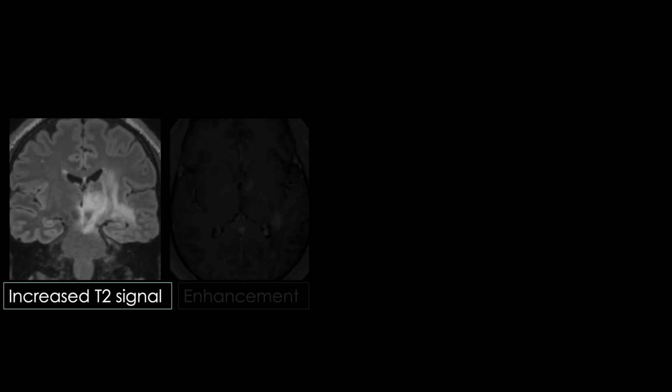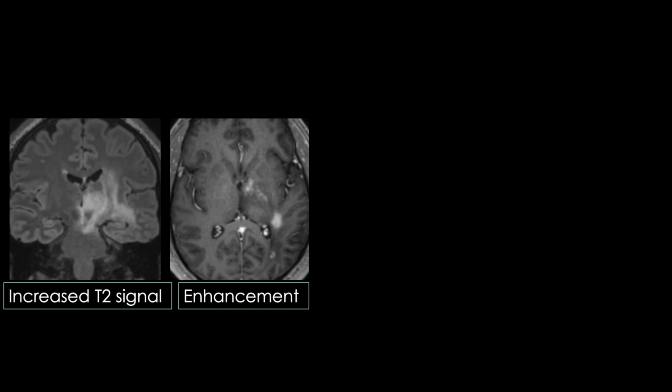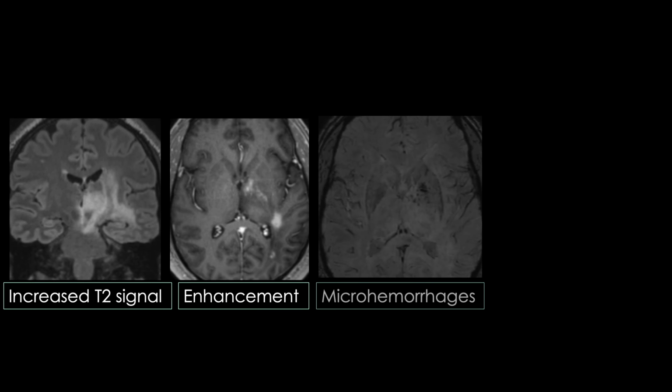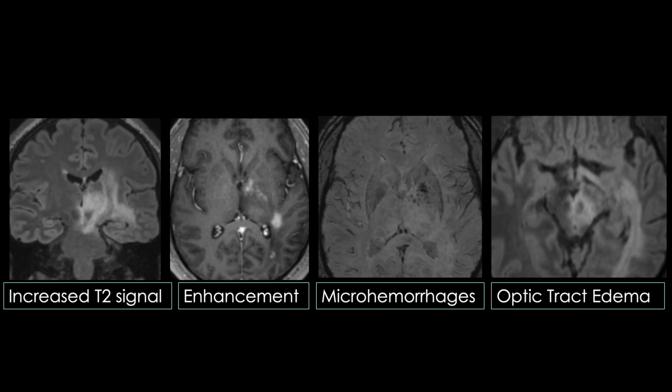So to recap the findings, we have increased T2 signal centered within the left basal ganglia and thalamus, as well as the midbrain and upper pons slightly crossing midline. We have corresponding patchy, discontinuous enhancement within these regions, microhemorrhages, and involvement of the left post-chiasmatic optic nerve tract, mostly edema but with some possible enhancement as previously shown.